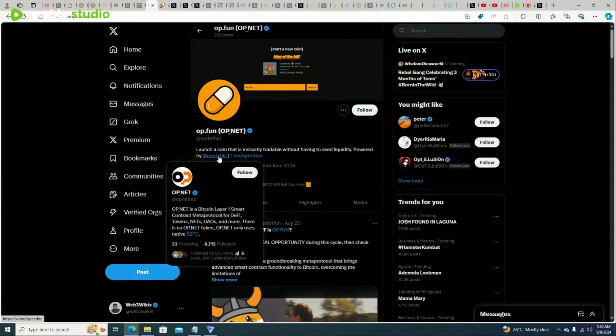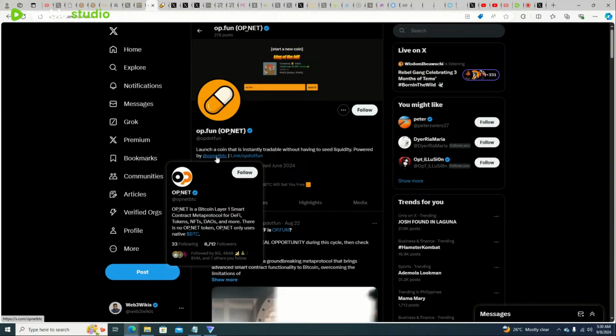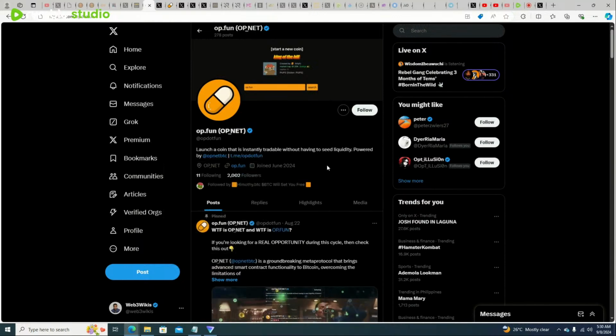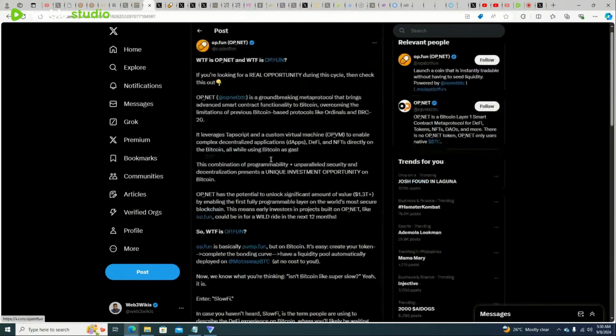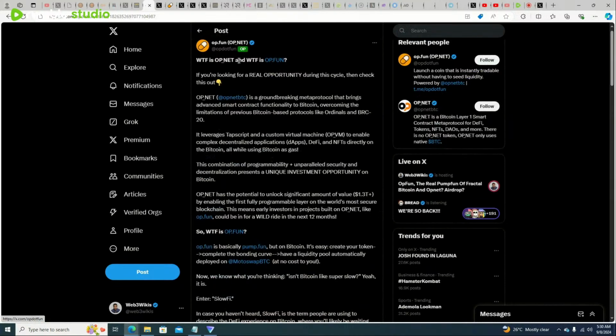The technology in function here looks like Opnet BTC. We'll be looking at that in a bit as well. Okay, so let's quickly look at this to get started. It says what is Opnet and what is OpFun. If you're looking for a real opportunity during this cycle, then check this out. Opnet BTC is a groundbreaking meta protocol that brings advanced smart contract functionality to Bitcoin, overcoming the limitations of previous Bitcoin-based protocols like Ordinals and BRC20.